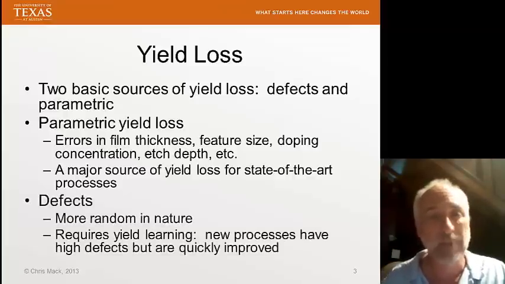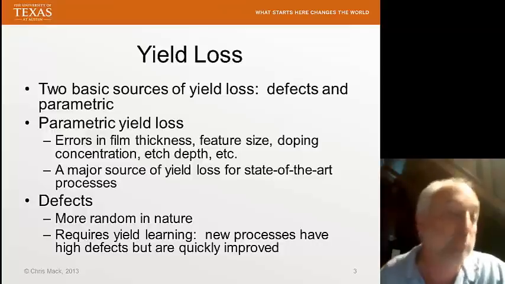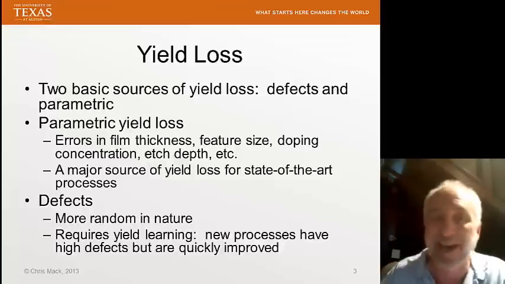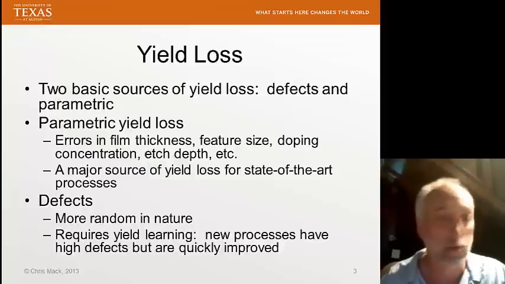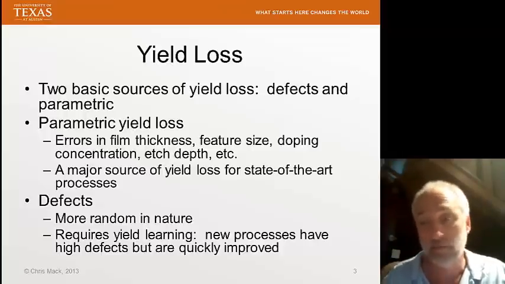And then separate from parametric yield losses is defects. Of course, we can measure the number of defects we have. We can measure the size of the defects, but they're not really parameters per se. Our goal is to have no defects. Defects are more random in nature. They come and go.